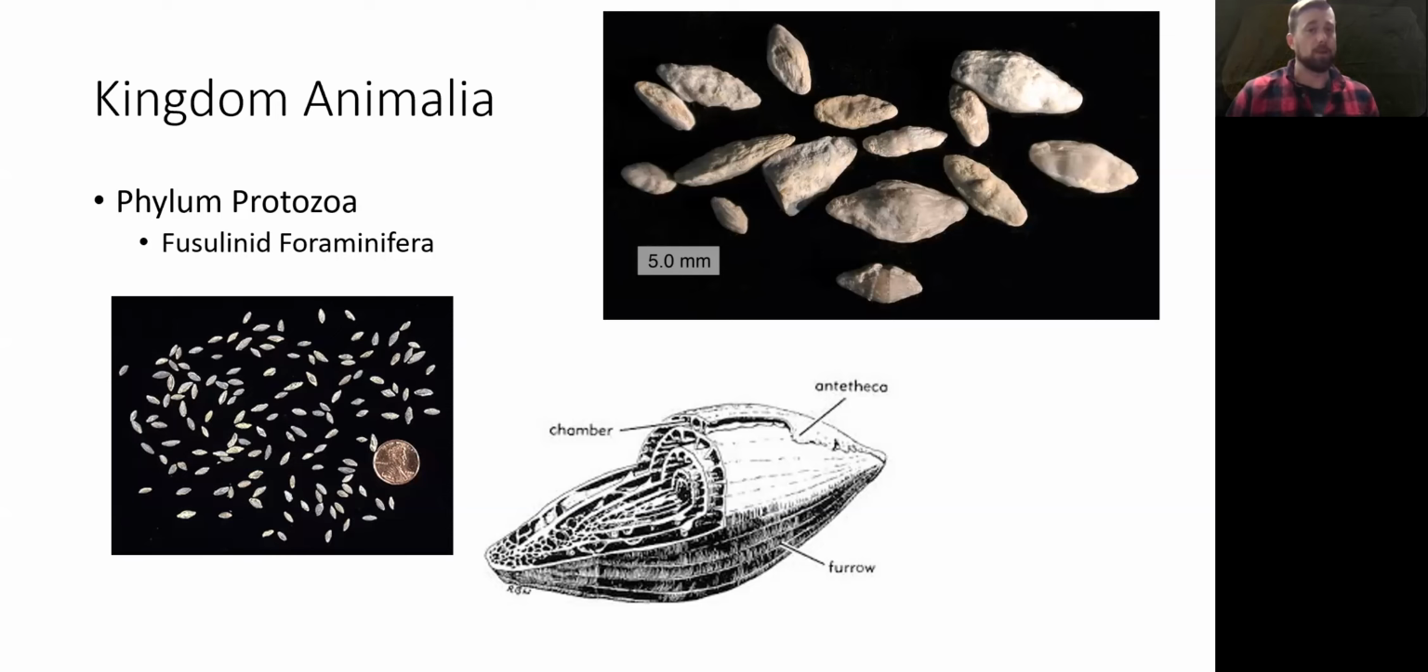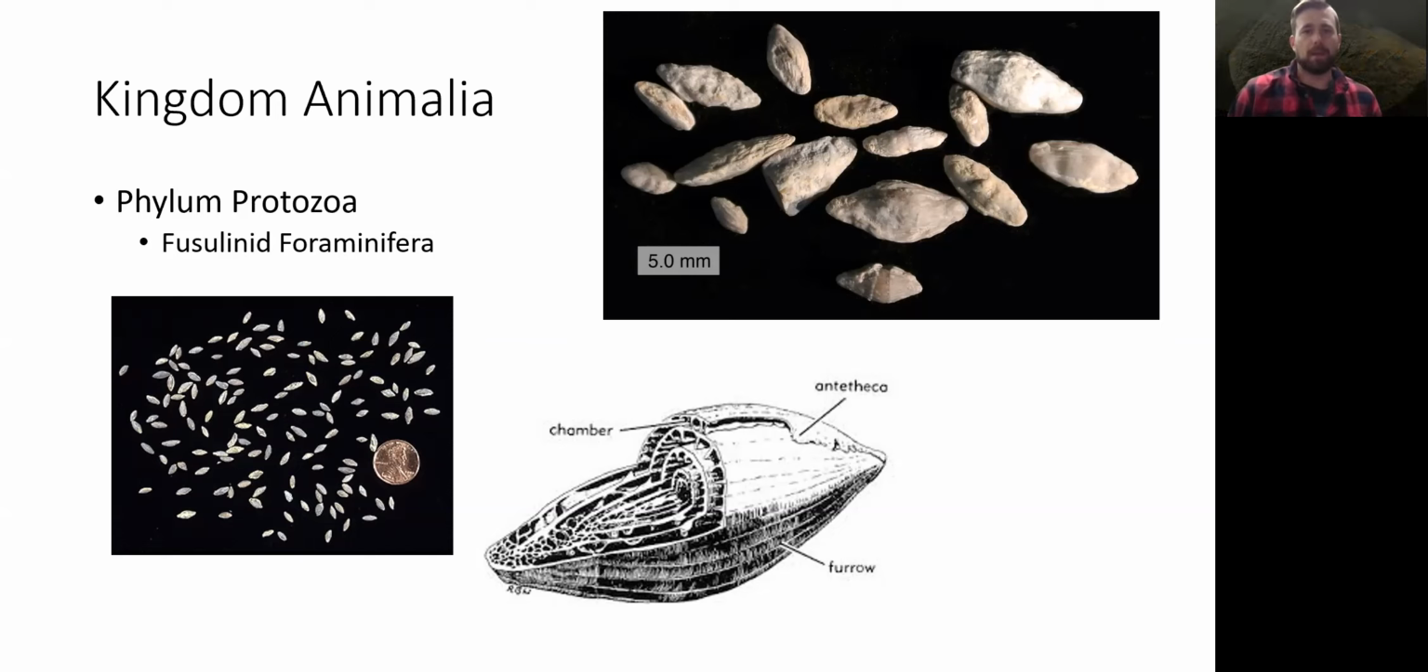We still have plenty of forams alive today. Most of them are about the size of a grain of sand. They're tiny little single-celled organisms. They're amoebas that grow a calcium carbonate shell. What makes Fusulinids interesting is that they're the size of a grain of rice, which is pretty small, but for a single-celled animal, that's enormous. That's like you carrying your house on your back. They're really, really big for a single-celled organism.